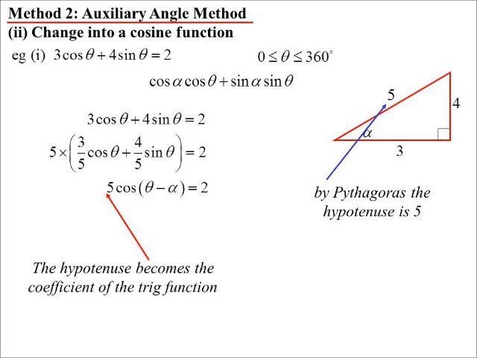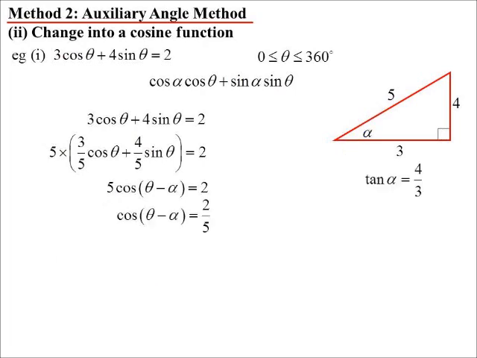Okay, hypotenuse once again is the coefficient of the trig. Inverse tan of 4/3 this time, so the angle I get is 53.8. But now I'm saying that the cosine of what is 2/5. I'm in the first quadrant or the fourth quadrant. Cos beta equals 2/5.